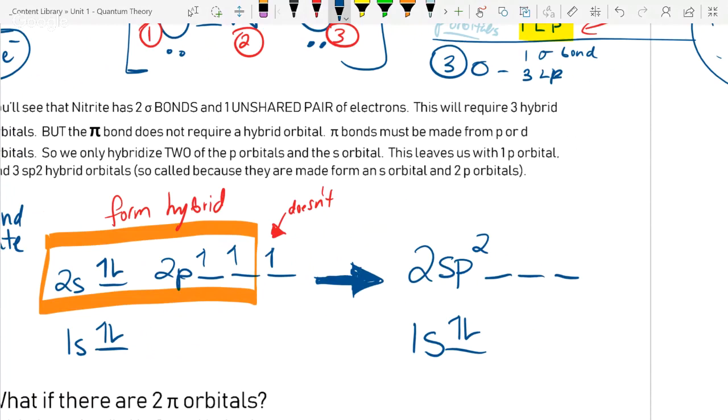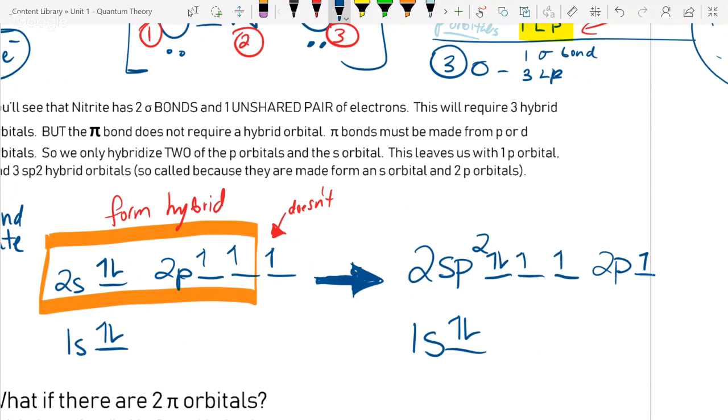And then what did we leave alone? We left that 2p alone. And because we left it alone, it still has its electron in it. Does that make sense? They didn't touch it. It's still there. It's still got its electron. It's just waiting to form a pi bond. In the meantime, how many electrons did we hybridize? 1, 2, 3, 4. How will I put them in here? Very good. 1 on each, and then another in the first.